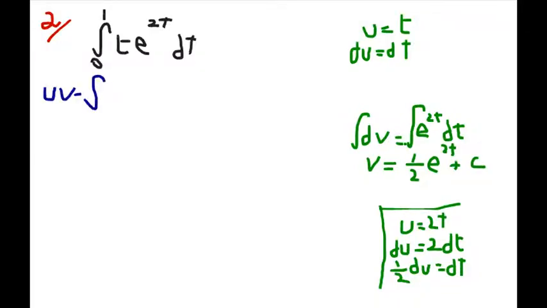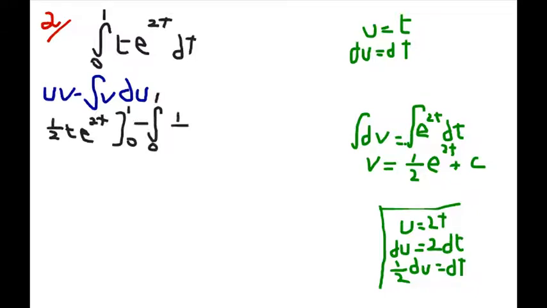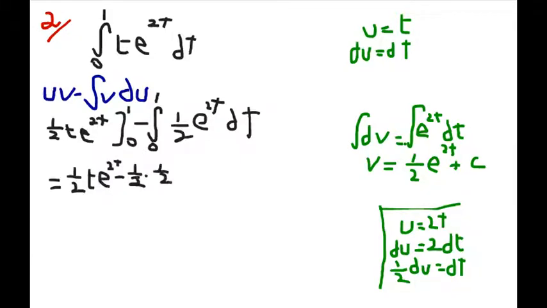By plugging this info in the formula, we get half t e to the 2t from 0 to 1 minus integral of half e to the 2t dt from the same interval of 0 to 1. Then, we just copy the first part and integrate the second half, getting half t e to the 2t minus half times half e to the 2t from 0 to 1.